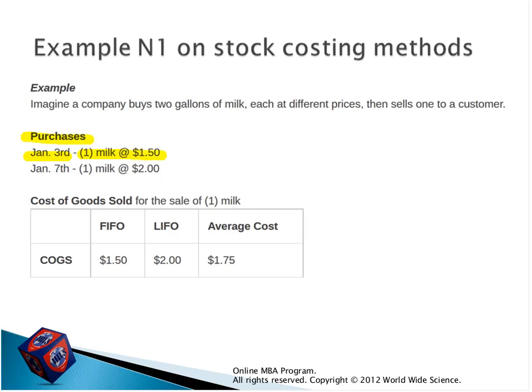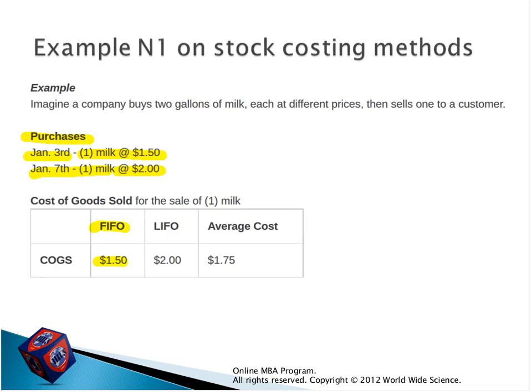On January 7th, we bought 1 gallon of milk at the price of $2, right? So that means we have made 2 different purchases at different prices. To find our cost of goods sold, we can use the 3 methods and see the difference in the results, in the prices actually. By the FIFO method, which is first in, first out, the price would be $1.50.